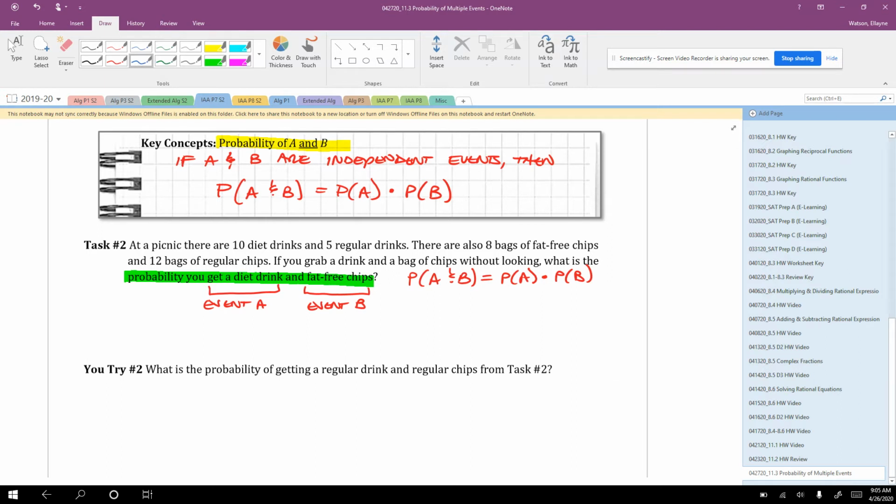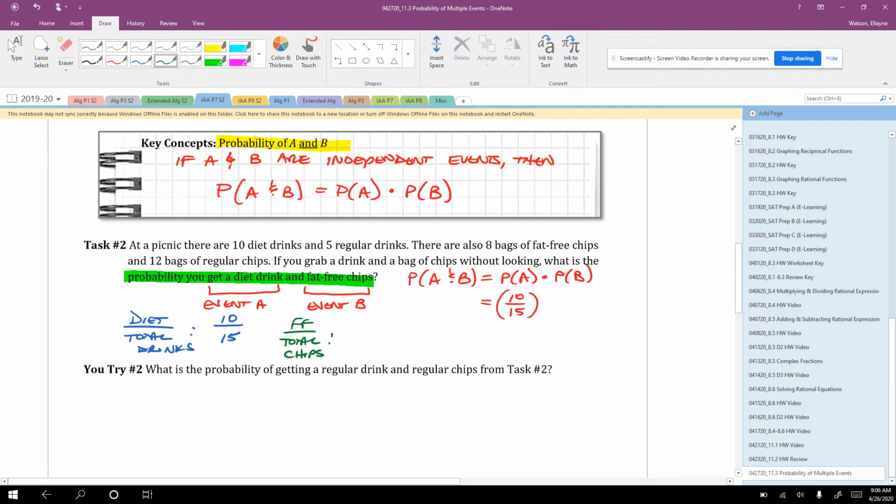Probability of event A, so getting a diet drink. So diet over total drinks. How many diets are there? There's 10. How many total drinks? 15. Okay, so we're going to put that over here, 10 over 15. Do the same thing for event B, so fat-free chips. We have fat-free over total chips.